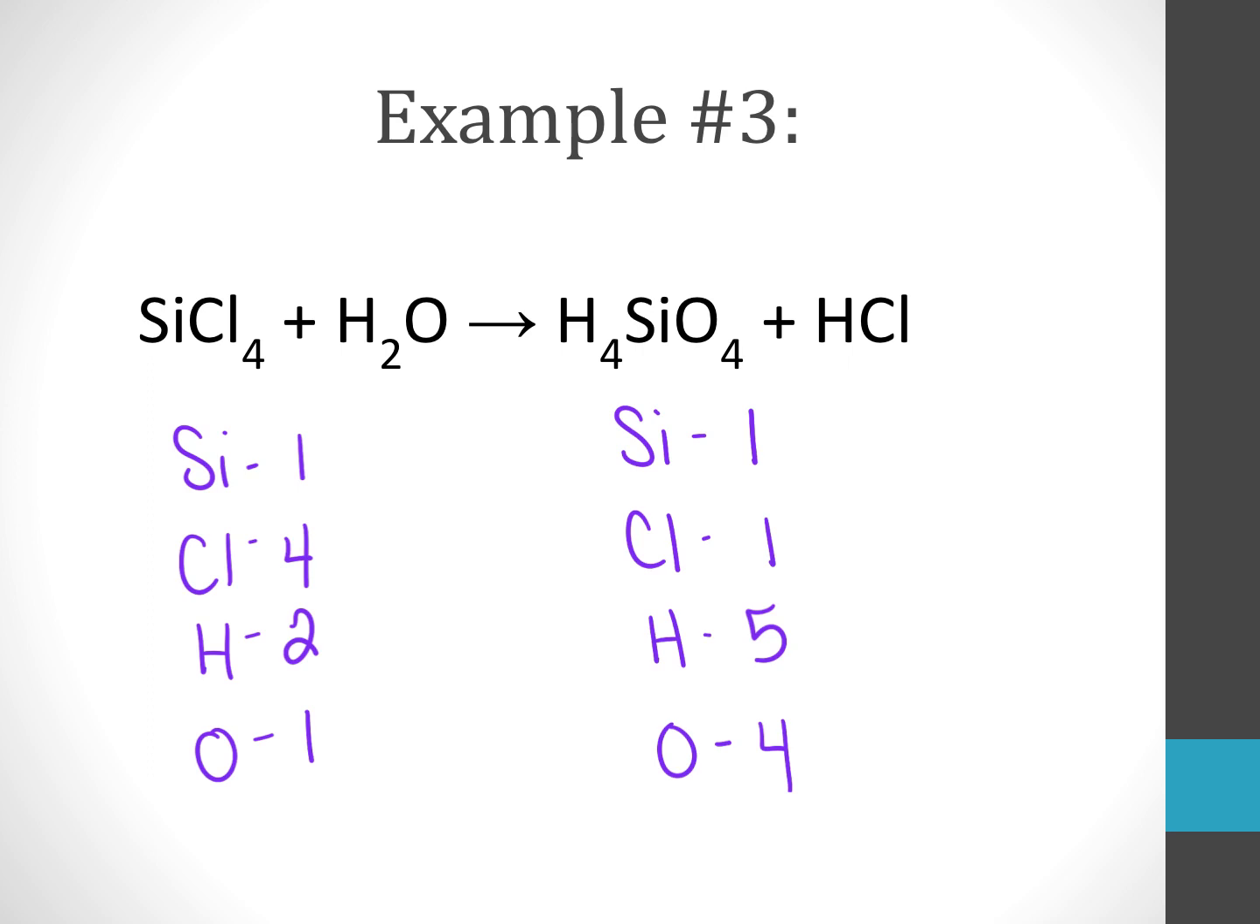Okay, so when we look at our list, we can see silicon is currently balanced. Then it doesn't matter which element you start with. We could just go down the list. Okay, so if there's 4 chlorines on the left side, what do you have to add over here to get it to 4? 4. Okay, so I'm going to put a 4 there. So we have 4 chlorines.